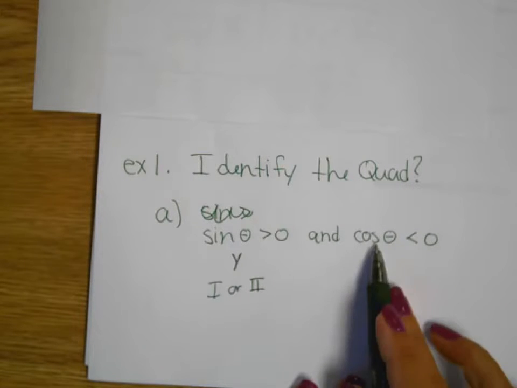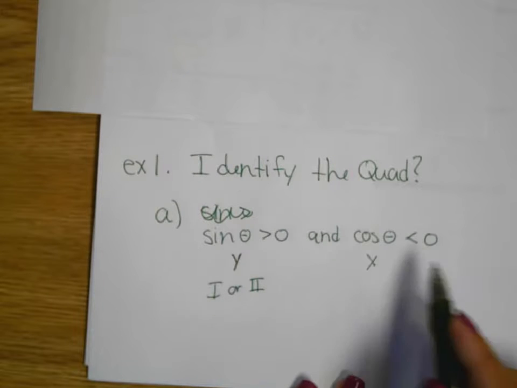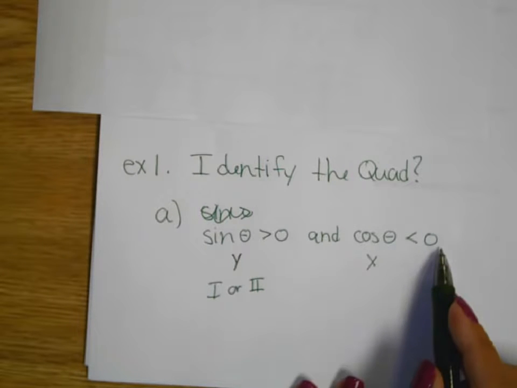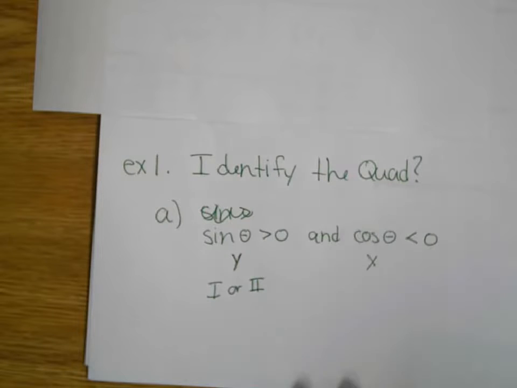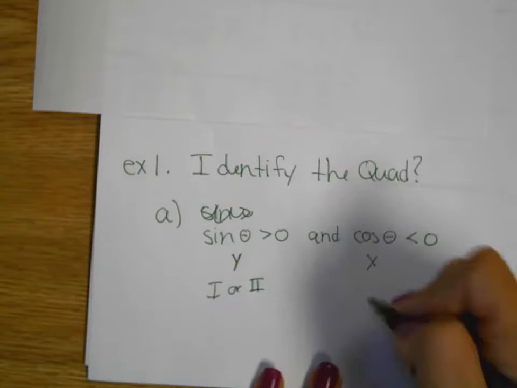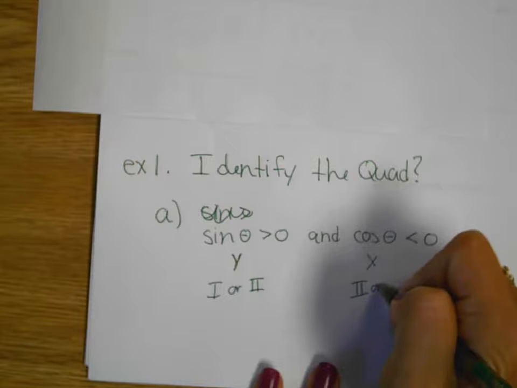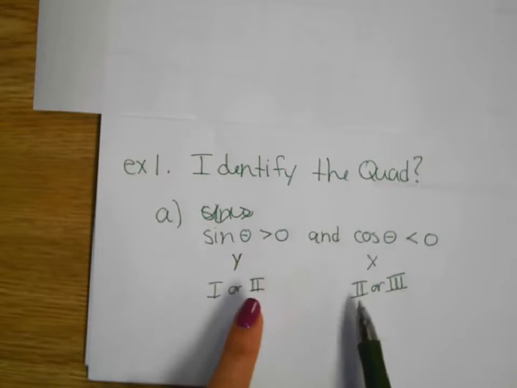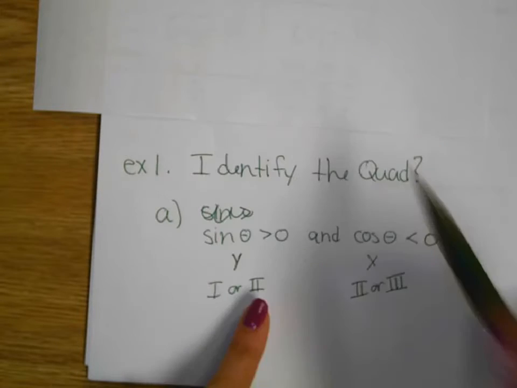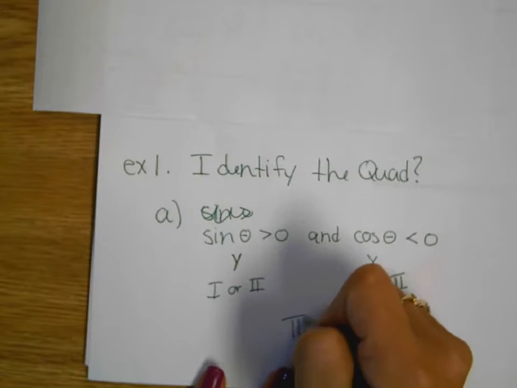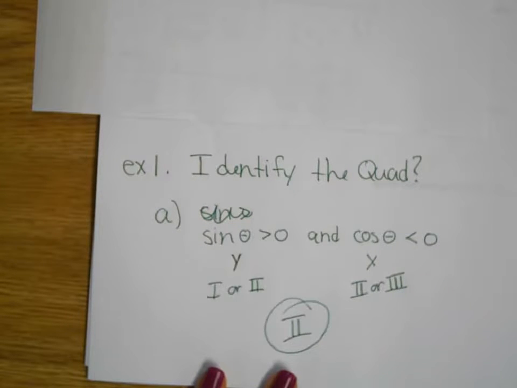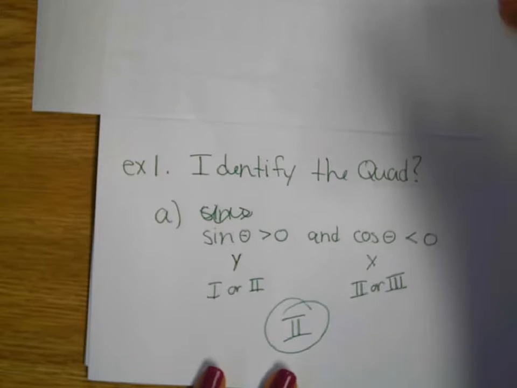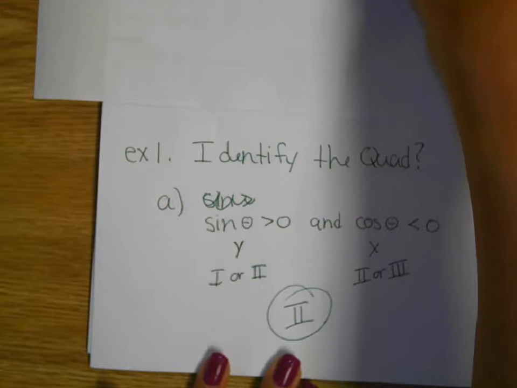Now cosine. Cosine's attached to x. So where is the x-axis less than 0 at? Which two quadrants? 2 or 3? So where are the two things happening at? Quadrant 2. So you don't have to look at that table. You can think about it and get it and solidify that in your brain. Let me try another one of these, part B.